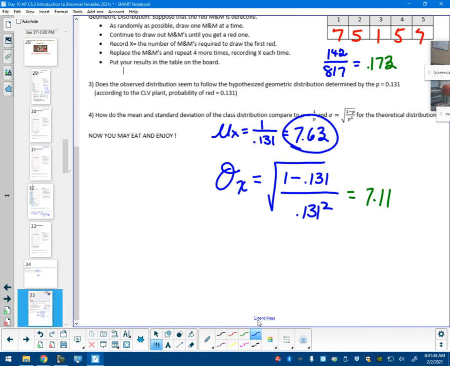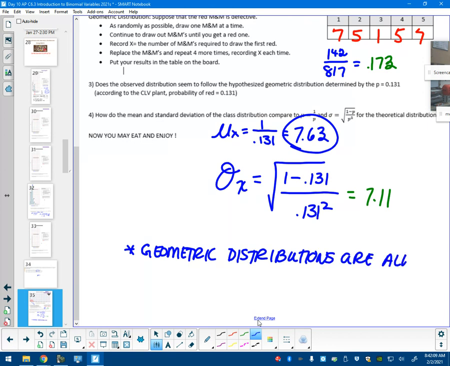So somewhere, we have some room. I think you have room underneath this little table on the geometric distribution. You can write down geometric distributions are always skewed to the right.